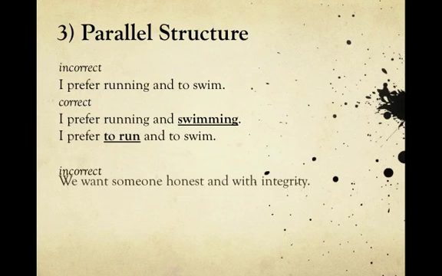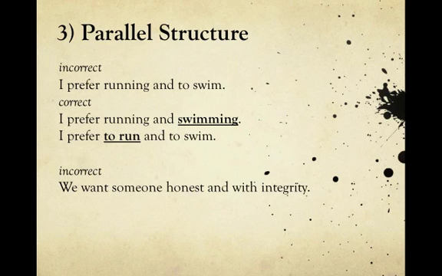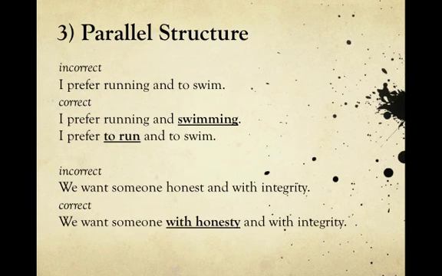Another example, sometimes your parallel structure is a little harder to detect because you're dealing with nouns and adjectives instead. We want someone honest and with integrity. This is actually not parallel. Let me show you a correction, and it might make more sense. We want someone with honesty and with integrity. Now everything's in the same form. You could even simply say we want someone with honesty and integrity.